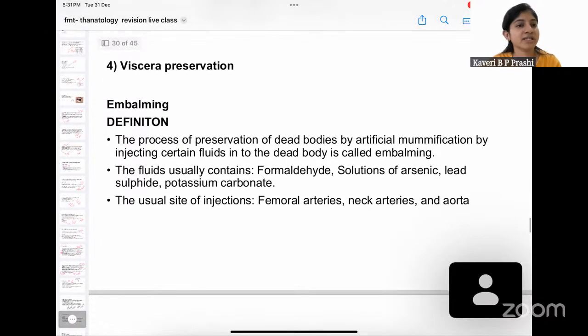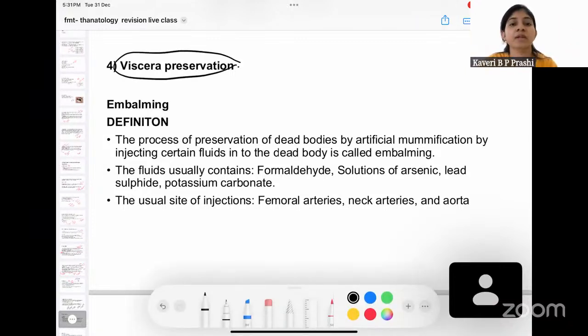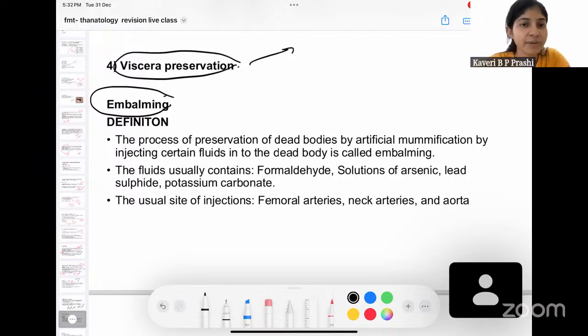Now coming to the next question, it is about viscera preservation. So how do you preserve viscera? You're going to preserve various parts. Okay, so there are two things. One, we'll be discussing only viscera preservation, and then we'll also look at what embalming is. Viscera preservation is done whenever we suspect a death is occurring because of poisoning. So whenever there is poisoning, what are the organs that we preserve?